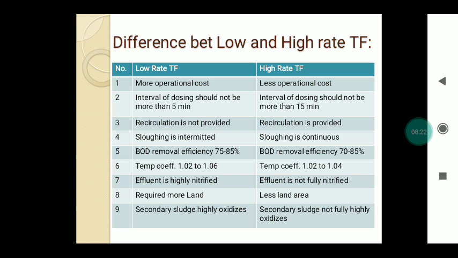The effluent, that is the byproduct, is highly nitrified in a low rate filter, and in a high rate trickling filter it is not fully nitrified. The low rate trickling filter requires more area of land as compared to the high rate trickling filter. The secondary sludge is highly oxidized in a low rate trickling filter, while in a high rate trickling filter the secondary sludge is not fully oxidized or not fully decomposed.